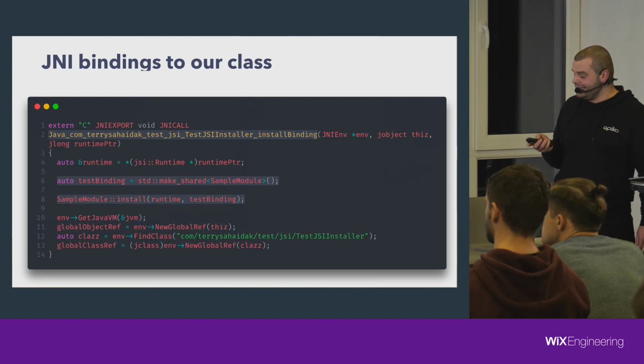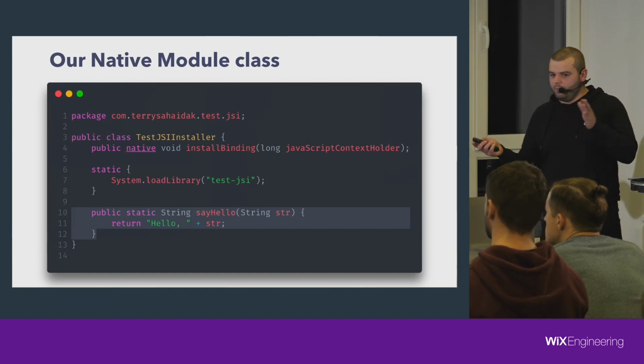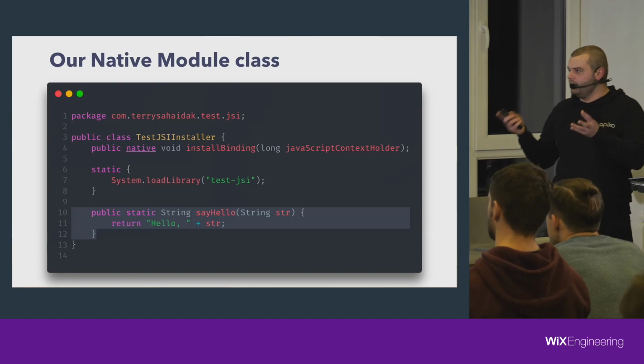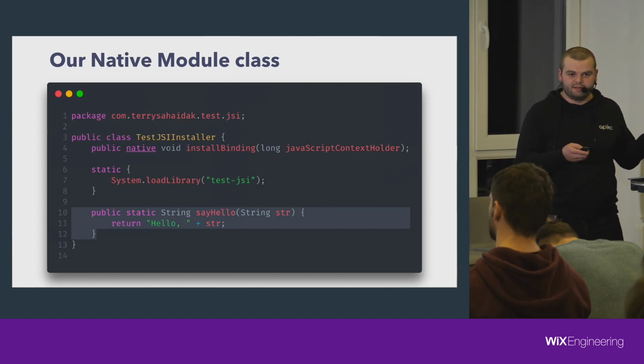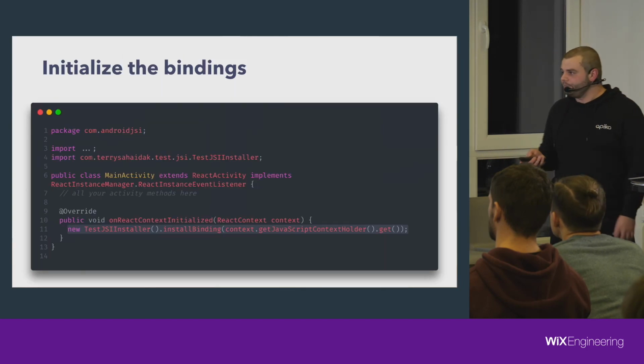Okay, pay attention. On the second line, where we have that weird-looking name of the function, that is Java com Sahaidak test JSI test installer install bindings. Package name, class name, method name. That's how we map Java to C++ via JNI, not JSI but JNI.